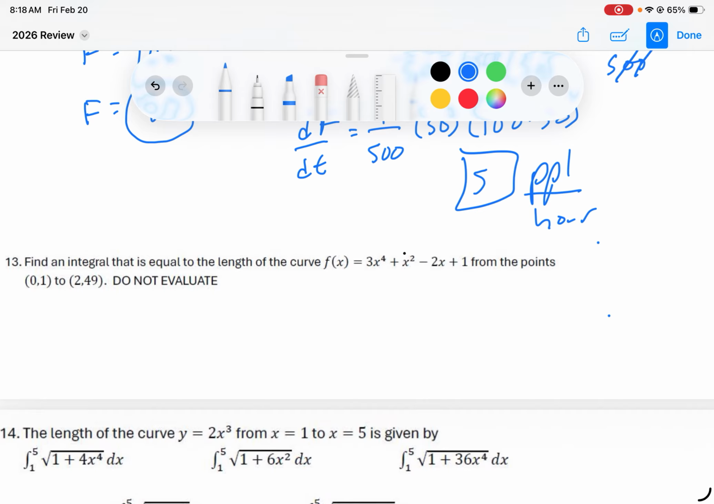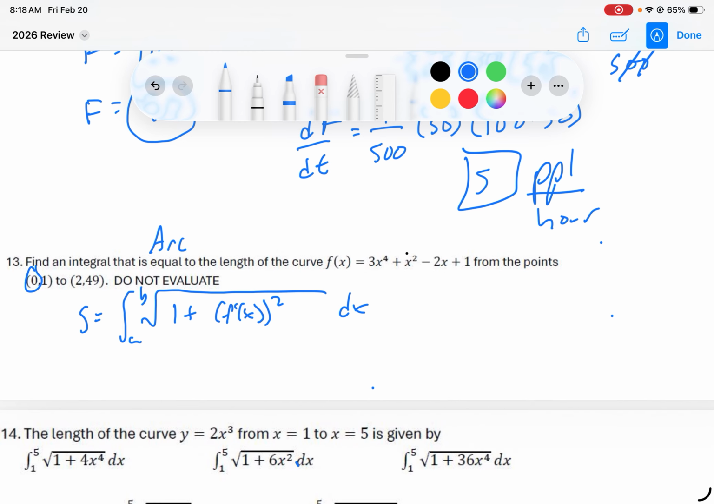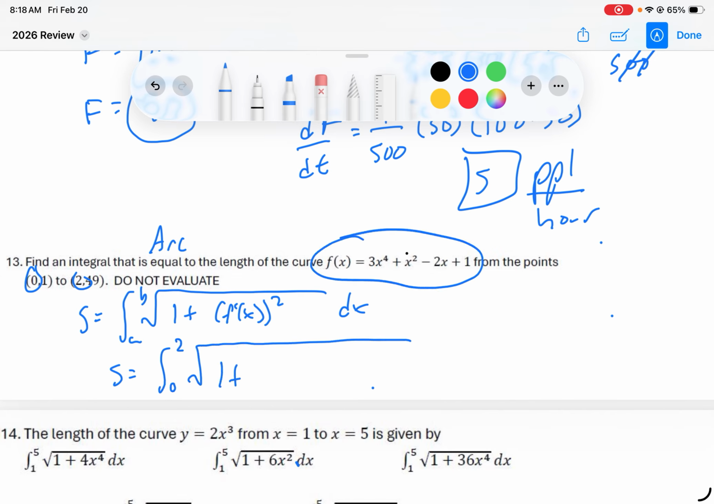All right, number 13, find an integral that is equal to the length of the curve from points 0,1 to 2,49. Don't evaluate. Okay, this is arc length. It doesn't tell you arc length, but this is arc length. You have to know the formula for arc length, called S, which is equal to the integral from a to b of the square root of 1 plus the derivative squared with respect to x, dx. In this one, I'm going to go from 0 to 2. So S is the integral from 0 to 2 of the square root of 1 plus the derivative. Don't forget to square it. Because the derivative would be 12x cubed plus 2x minus 2.